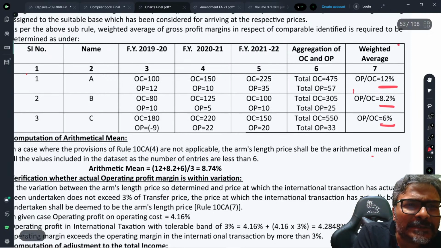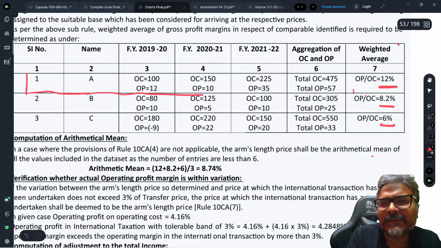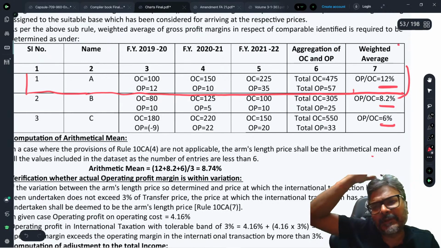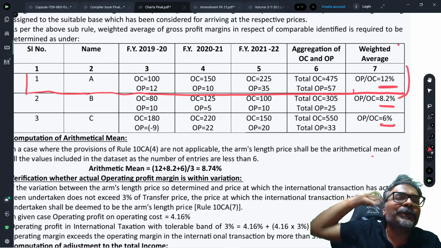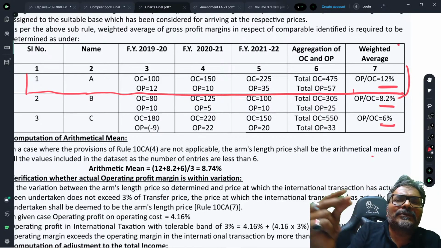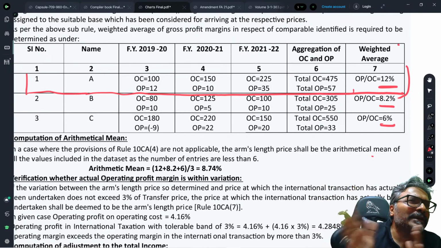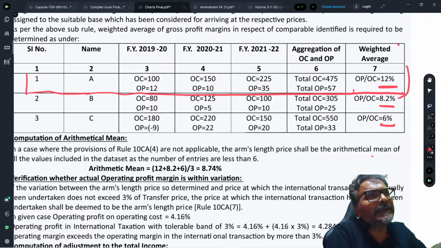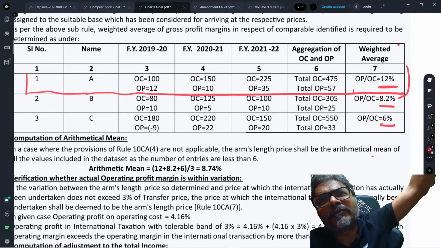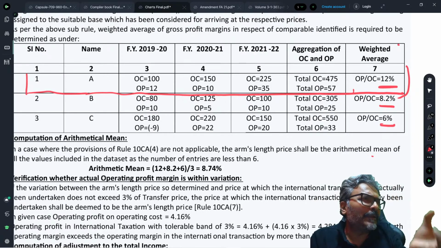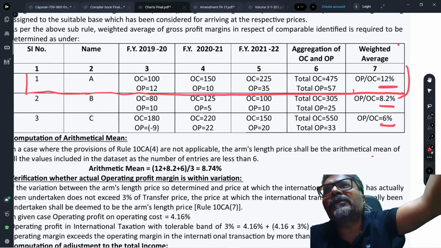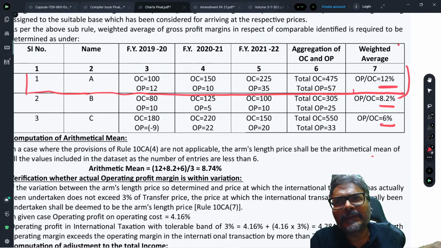In the examination, students, if they give you only one comparable, my job is over. If only one comparable they are giving it to you, so what will you do? That is it. 12% is my margin, and on that basis I'll proceed and put the number in the relevant step of that particular method and develop my ALP. That is what I do.